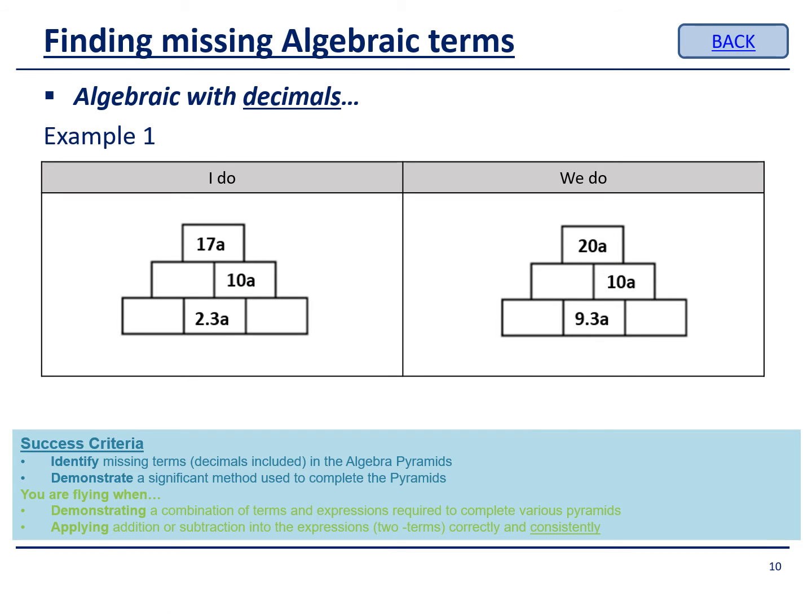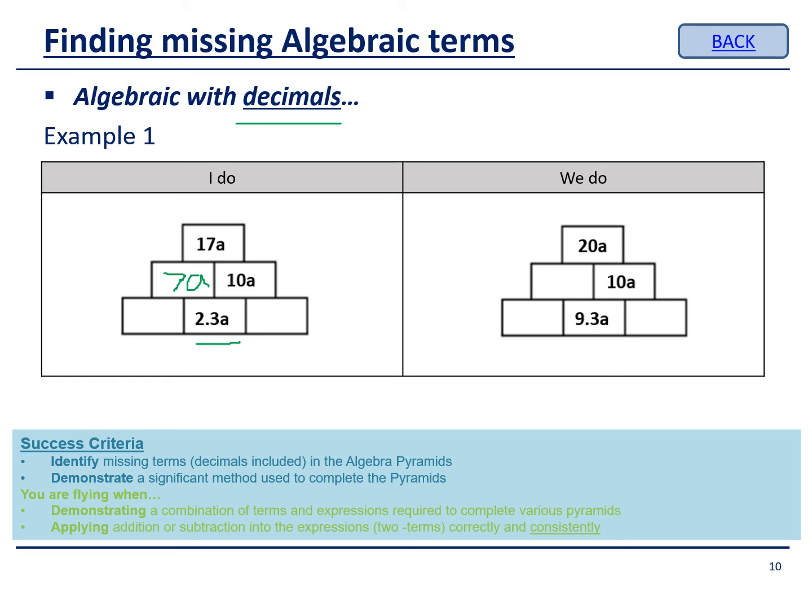Okay, so now we have a couple to try with decimals. So in the first one here, let's look at that starting point. We can start in this one here in the middle left because all we need to know is the difference between 17a and 10a. So let's take that 10 away and we get our 7a. Nice and straightforward. And now we've been given a decimal in the bottom middle.